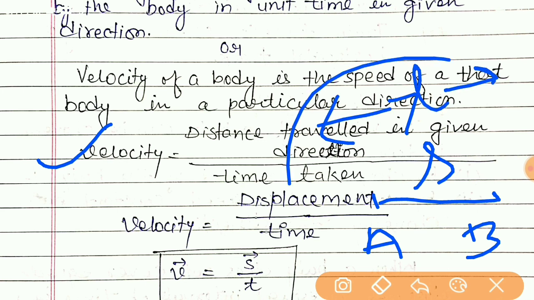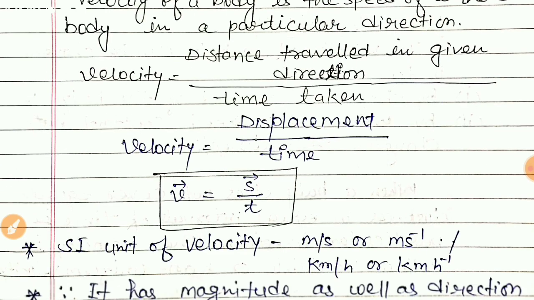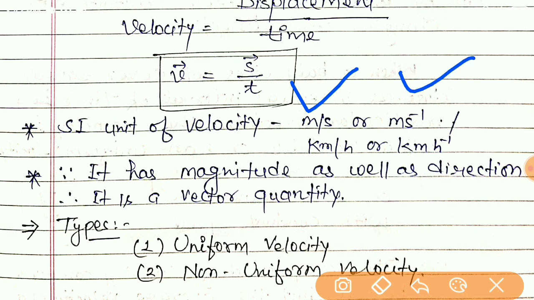So draw this picture in your notebook and write this formula. Just like speed, velocity has similar units. You can see here, the SI unit of speed, the SI unit of velocity, is meter per second, or you can represent it like that, m/s.